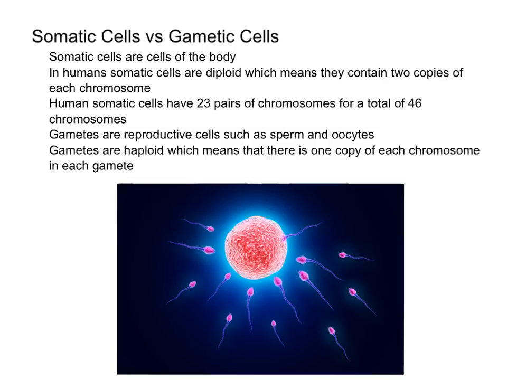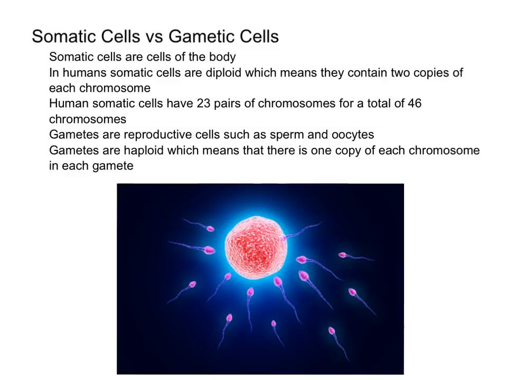And so in humans, somatic cells are diploid, which means that they contain 2 copies of each chromosome. So we have 23 different chromosomes. And so in a somatic cell, there's going to be 2 copies of chromosome 1, 2 copies of chromosome 2, and so on to the sex-determining chromosome. And that one's a little different because in humans, somatic cells contain, for males, an X and a Y chromosome. And for females, it contains 2 X chromosomes.